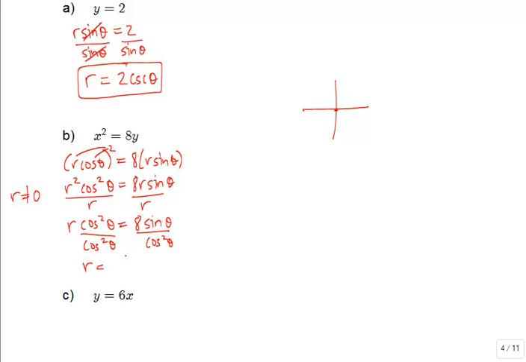Now, again, this is kind of up to you how much simplifying you want to do here, but I'm going to show you one way that we could simplify this.